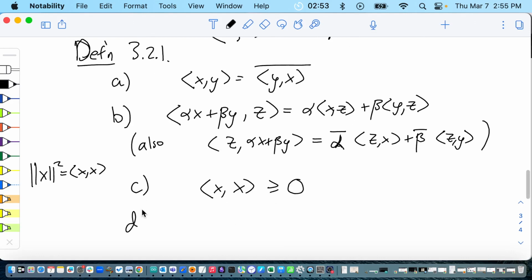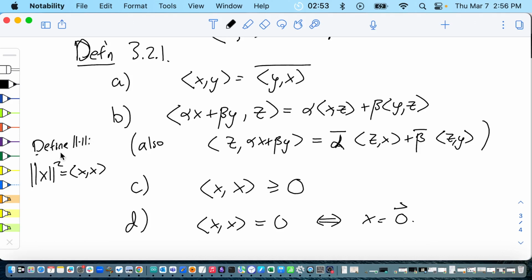And last but not least, the norm of x with itself equals 0 if and only if x equals the 0 vector. Right? So these are very similar to our properties of norms. We can't have it be a negative number. And so when you have all these properties, you can define a norm, which is the norm given by the inner product, like this. So define norm.